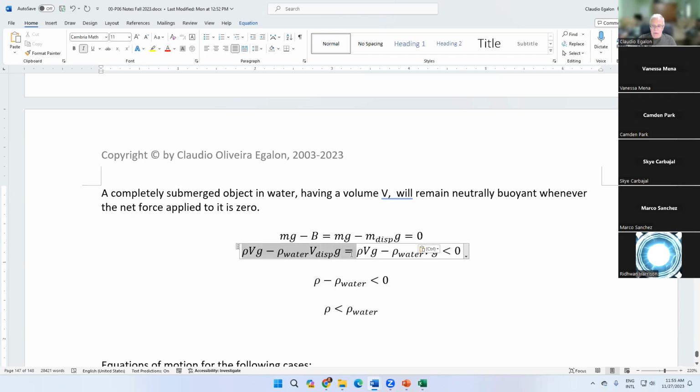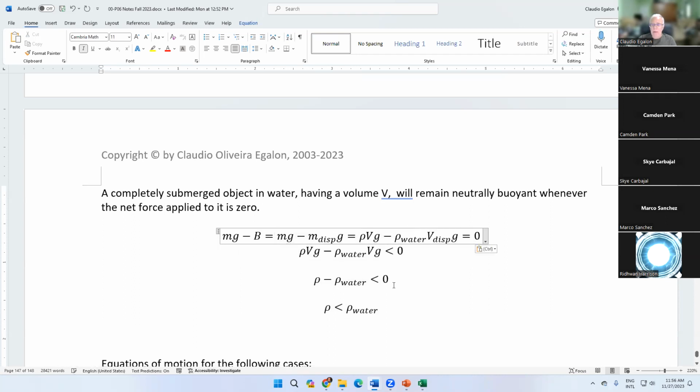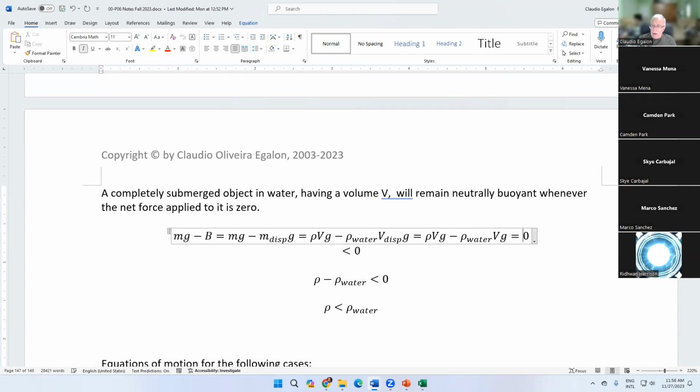The procedure is exactly the same as before. Write down the masses in terms of the density and the volume. It's very convenient to write that in terms of the volume, because the volume of the displaced water is equal to the volume of the object itself, right? The object is completely submerged, and just by recognizing that, we end up canceling out the volume and the acceleration of gravity.